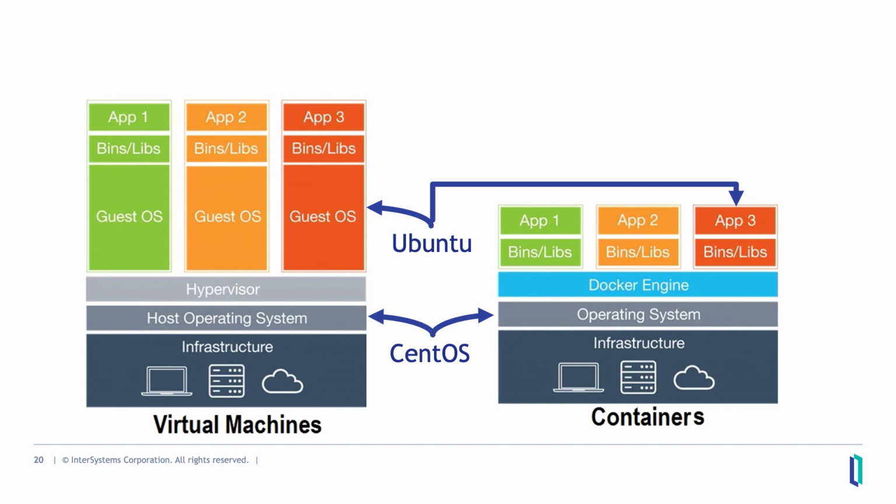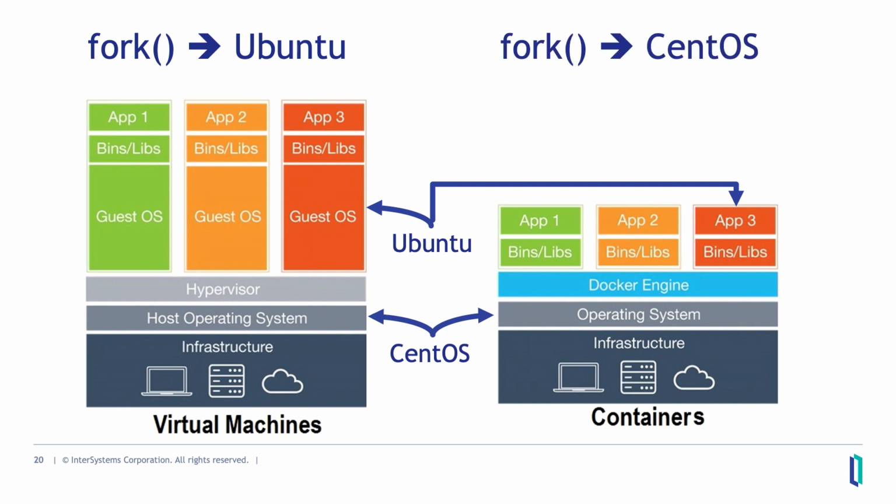In the container situation, it's more like binaries and files, which make it look and feel like Ubuntu, but it is not a full operating system inside the container. And so if I'm running the fork command in this red container, in that app3 layer way at the top, that fork will be fulfilled, a fork being the Linux command to get a new process. That command will be fulfilled by the Ubuntu operating system, the Ubuntu kernel. In this situation, that fork will be fulfilled by the CentOS kernel.